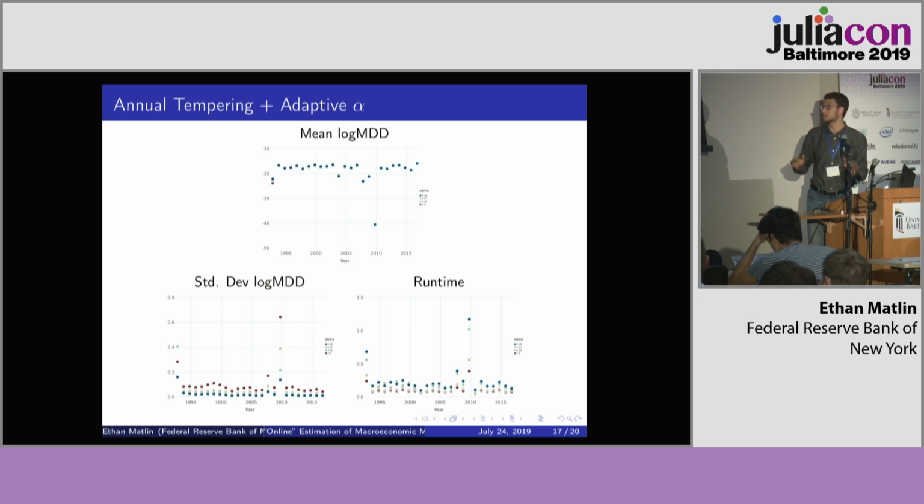So that's great. But where we see the interesting action is in the preciseness of the algorithm, which is the standard deviation of the log MDD, and the runtime. So here, the blue is the worst tempering schedule, alpha equals 0.9. And that has a high standard deviation always, but in particular during the recession in 2008 and 2009. That's that spike there in the middle.